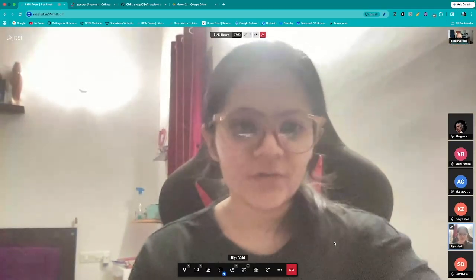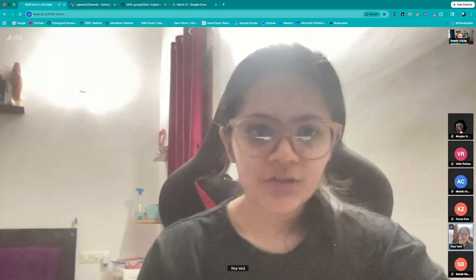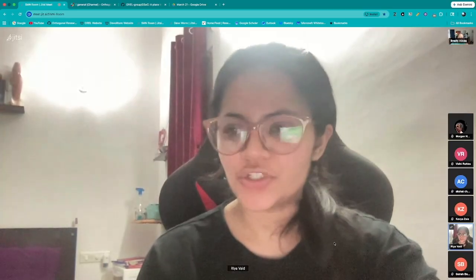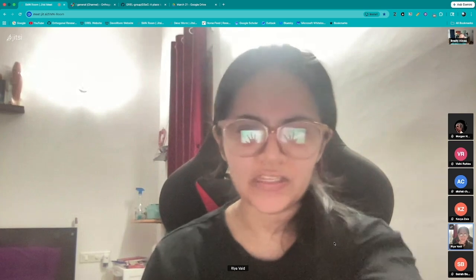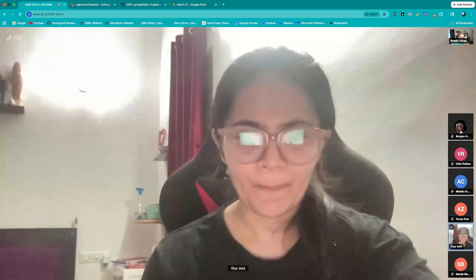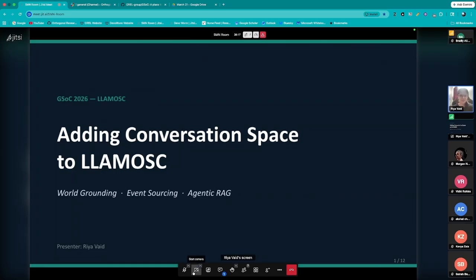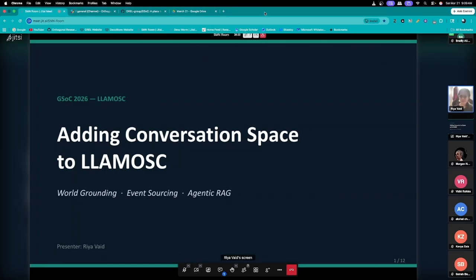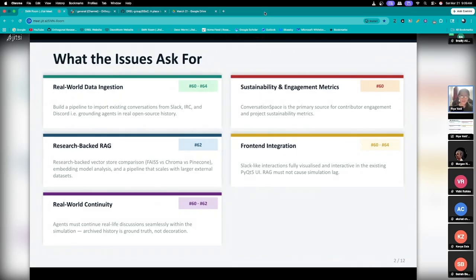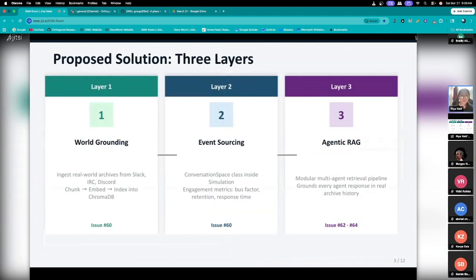I propose adding a conversation space to LLM OSC. These were some of the issues which were addressed, and keeping these in mind, I have created my architecture on how I want to proceed. That's my proposal. These were the issues that I kept in mind and the comments on this for creating my proposal: real world data ingestion and research-backed RAG, real world community sustainability and engagement metrics, and front end integration. My proposed solution is divided into three layers.